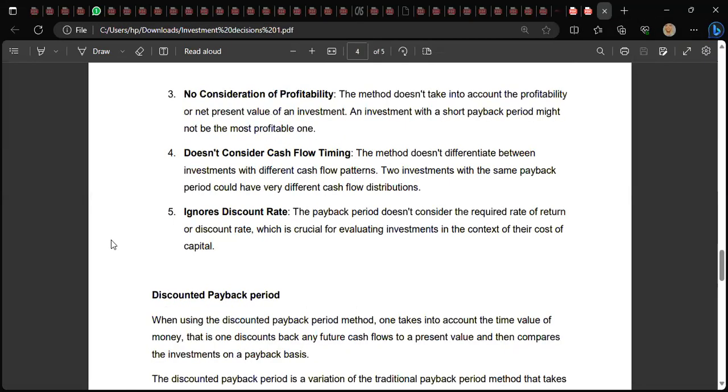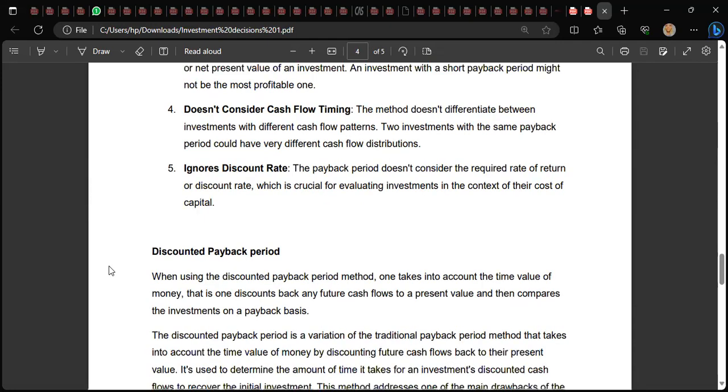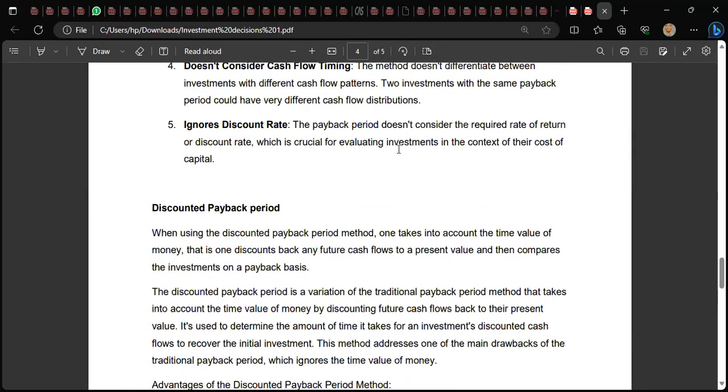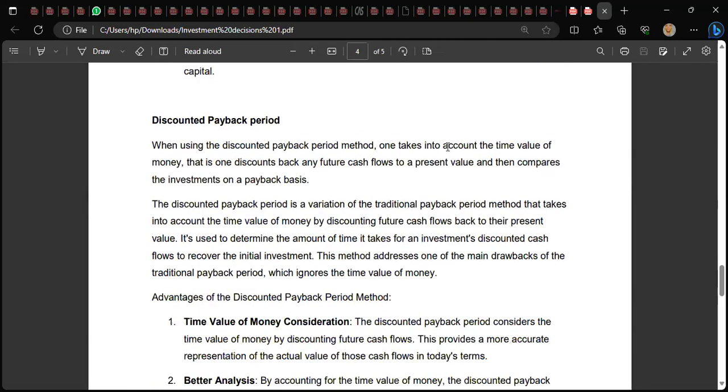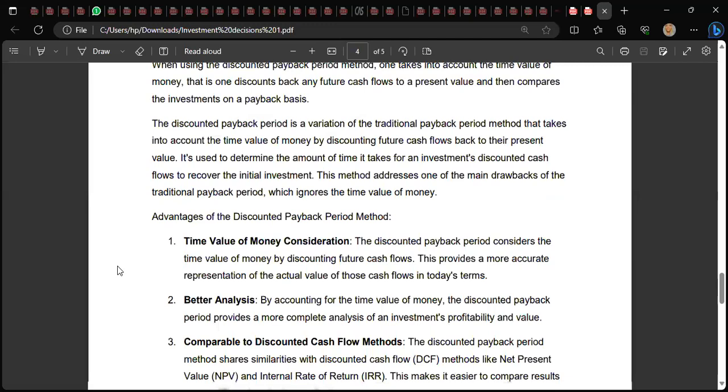So because of some of the challenges that are experienced there on the payback period, we then do the discounted payback period. When using the discounted payback period, one takes into consideration the time value of money. If you remember, one of the disadvantages of the payback period is it did not take into consideration the time value of money. Right?